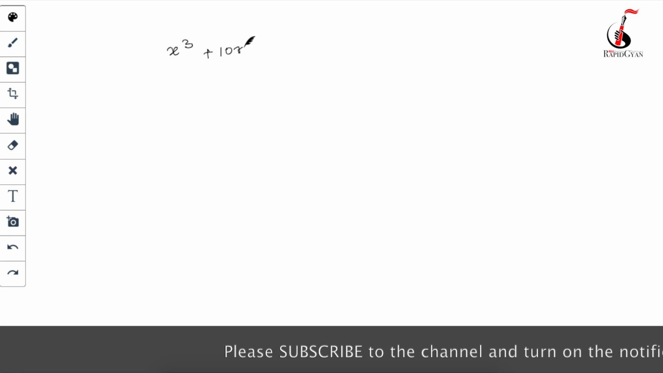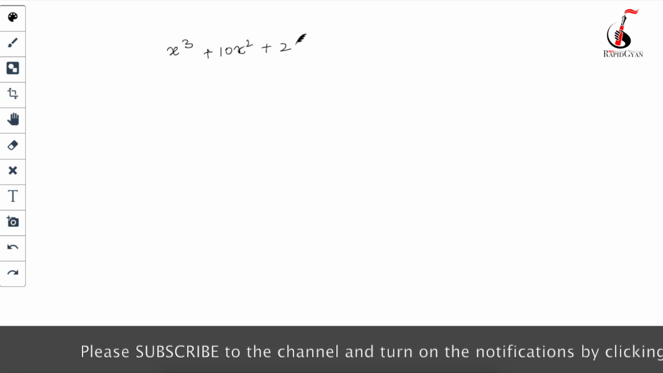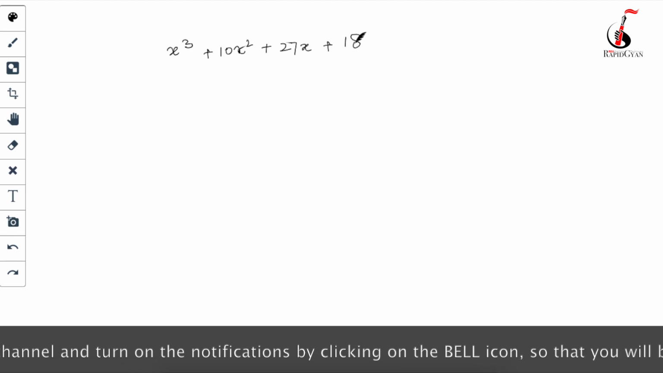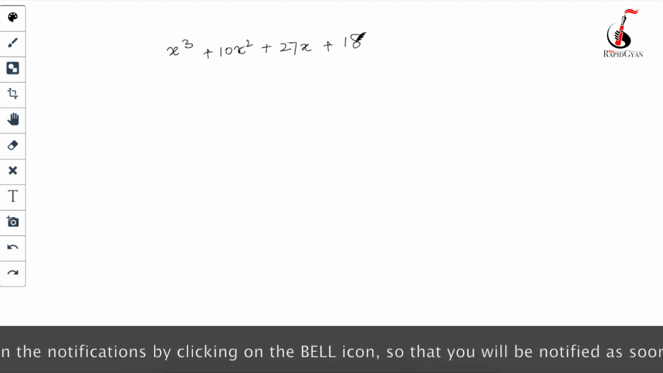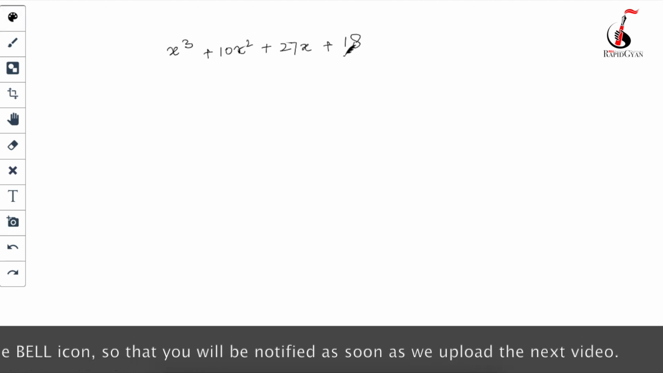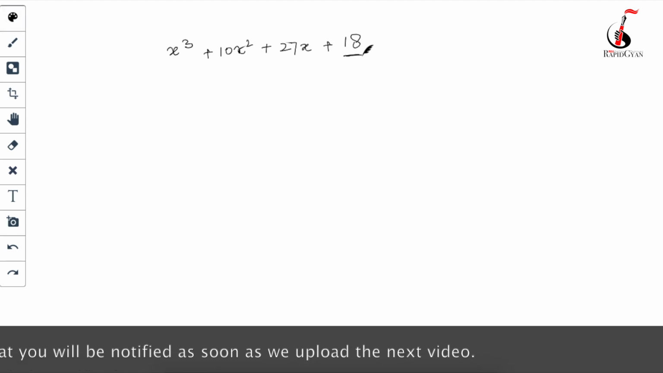So I'm going to take the first example. The first example is x cube plus 10x square plus 27x plus 18. You will have to solve this. When you are going to solve this, what will you have to do? What is your constant part? In this case, beta, your constant part is 18.